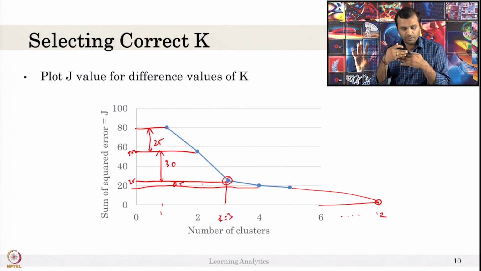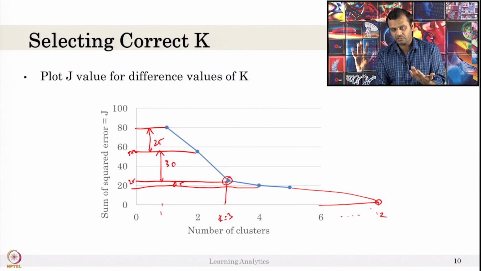So, the sum of squared error reduction is really less from 3 to 4. That is why we are saying that we will pick the 3. The sum of squared error will be really less going forward. So, do not pick the cluster equal to 12, which means every data point is a cluster, that makes no sense. Pick the cluster which is the elbow point. So, k equal to 3.